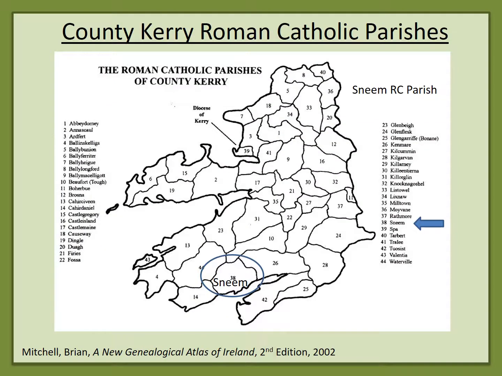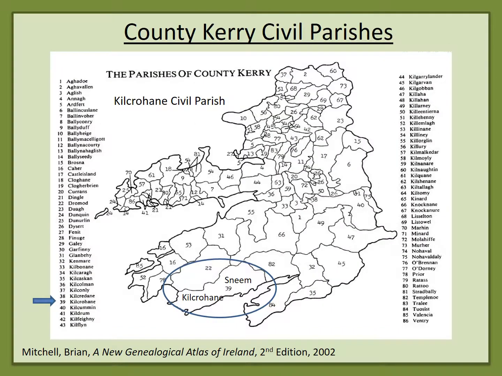Using the Roman Catholic parish map from a new genealogical atlas of Ireland, we find Sneem parish at location number 38. Next, looking at the civil parish map in the atlas, we find that the Sneem Roman Catholic parish is in the Kilcrohane civil parish. Civil parishes were created by the government and are different from church parishes. However, the names are sometimes the same, and the boundaries can be overlapping or different. Another way to determine civil parishes would be to search for Rossmore townland on the Irish Times Ancestors website.